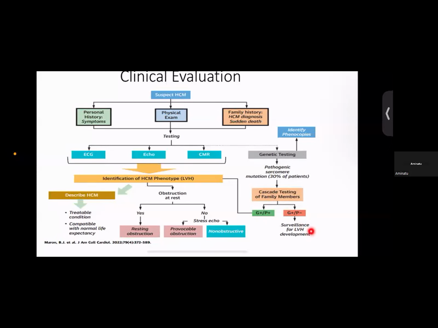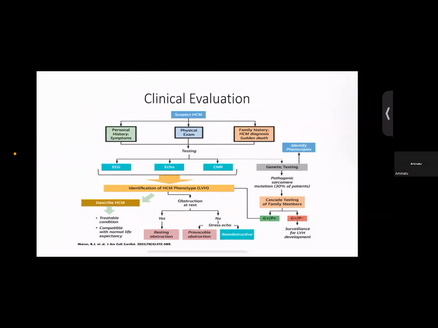If they are genotype positive and phenotype negative, it means they have the genes, they've tested positive for the gene, but they do not have the physical findings, and even the non-invasive test is negative. So in these patients, we do surveillance for left ventricular hypertrophy development.